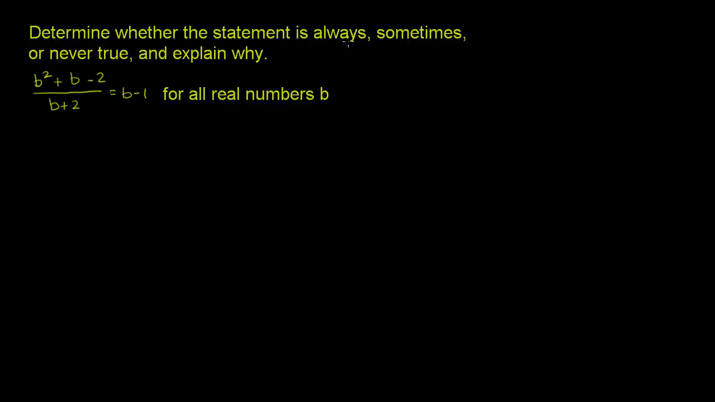Determine whether the statement is always, sometimes, or never true, and explain why. The statement here is b squared plus b minus 2, all of that over b plus 2, is equal to b minus 1 for all real numbers b.